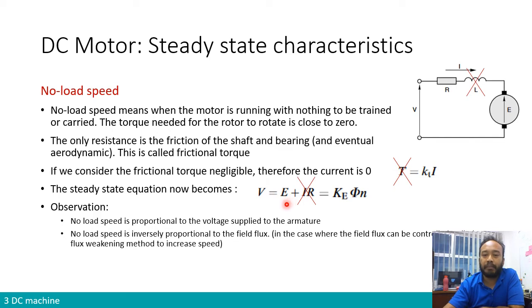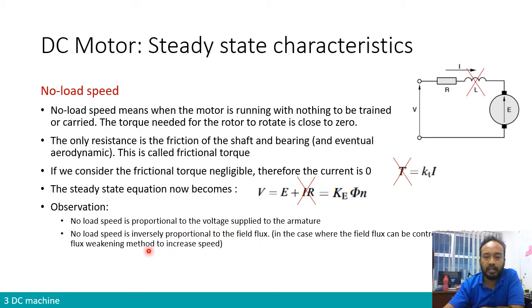And we know the relation between back EMF and rotational speed from the equation previously: E equals KE, the speed constant or back EMF constant, multiplied by phi n. So phi is the field flux and n the rotational speed. So the voltage supplied is very close to the back EMF, and therefore the voltage supplied should be proportional to the speed. If you are rotating the DC machine with no load and want the machine to go faster, then you have to supply higher voltage, because the voltage is proportional to the rotational speed.